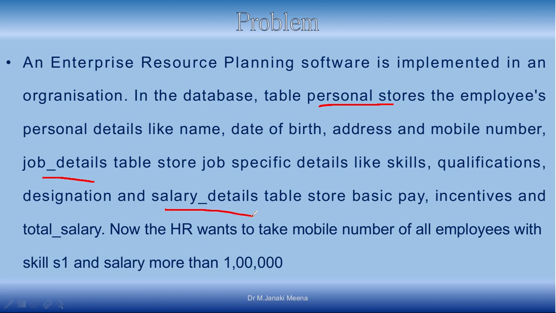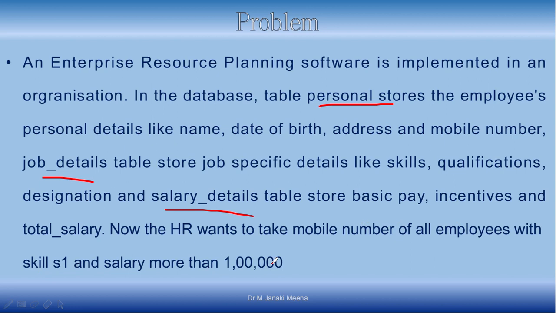There is a third table, salary details. Okay, in this table he has got information like his basic pay, incentives, and then the total salary. Now HR has got a problem. He wants to know the mobile number of all employees with the particular skill S1 and salary more than 10,000.